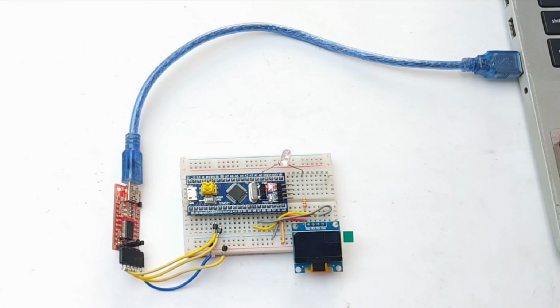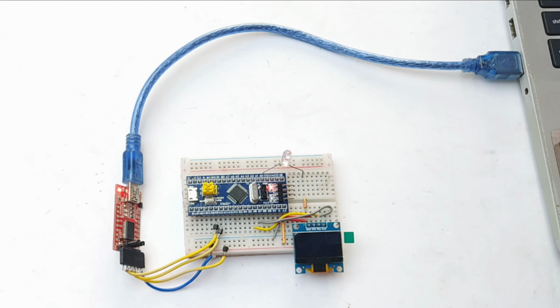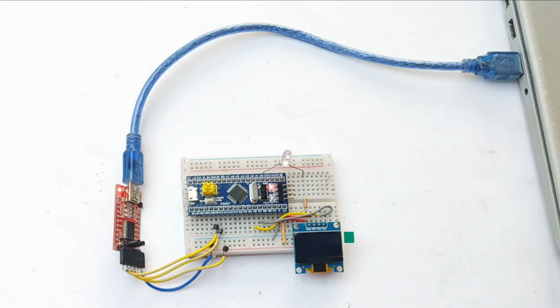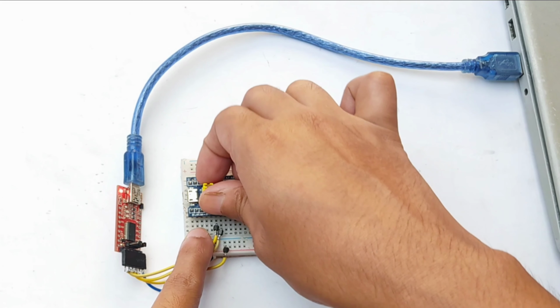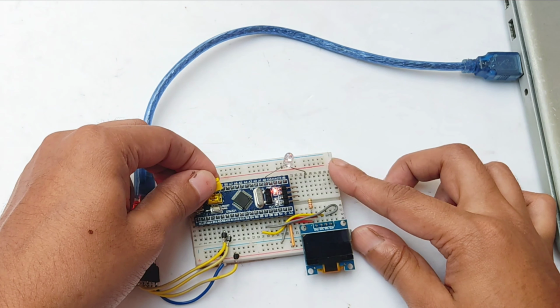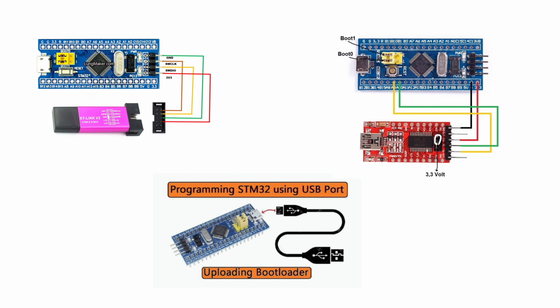Hello everyone. In this video, I am going to show you the easiest way to flash a program onto an STM32 Blue Pill using the Arduino IDE software. There are three methods to flash programs onto the STM32 board: using an ST-Link programmer, using a USB to serial converter, and direct USB flashing.